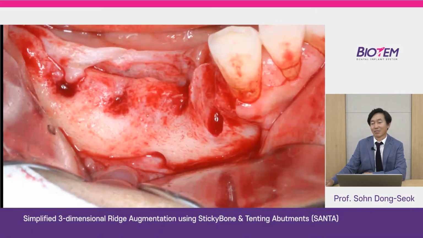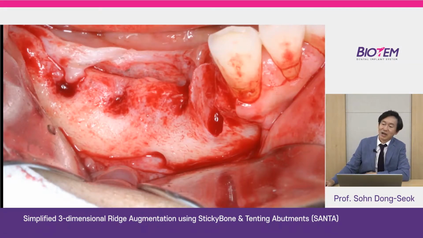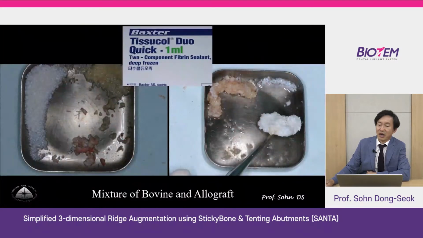The full thickness flap was elevated, and the lingual flap and buccal flap were released before implant placement to get good primary tension-free closure. And the mixture of bovine bone and allogenic material was mixed with fibrin adhesive to make it sticky.